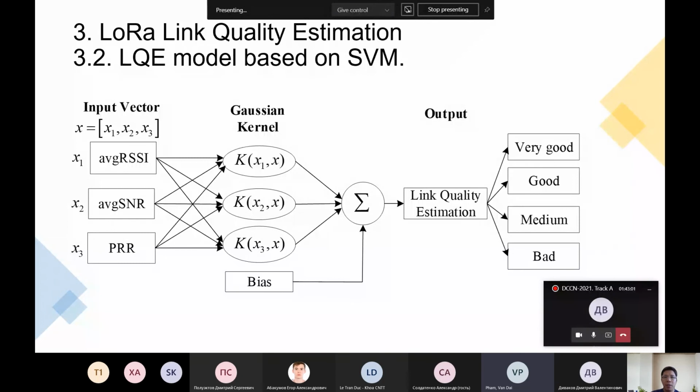This slide presents the SVM structure using 3 parameters.